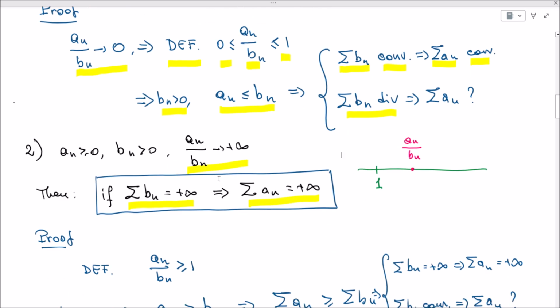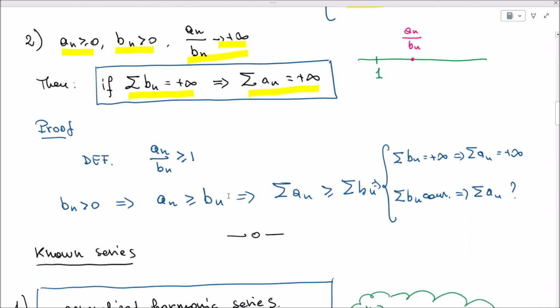Let's analyze the other limit case, always with the same hypothesis on the two sequences An and Bn. Well, the other situation is that now the ratio An over Bn will diverge to plus infinity. In that case, we can conclude something only if the sum of Bn is diverging to plus infinity. In fact, in that case, we can say that the sum of An is also diverging to plus infinity. Let's see the proof, which is very similar.